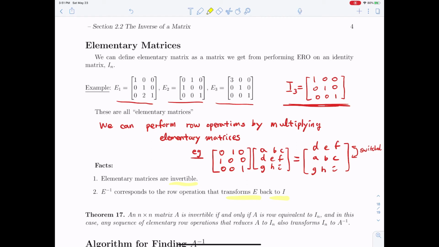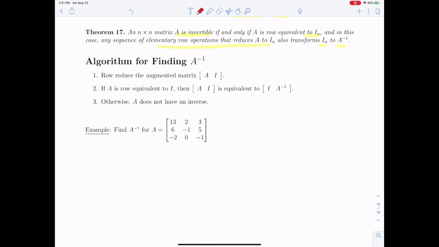And the theorem states that a given square matrix A is invertible if and only if A is row equivalent to the identity matrix, and furthermore, all the row operations you do to reduce A to I also transform your identity matrix into the inverse matrix. And this gives us an algorithm for finding the inverse matrix, A inverse.